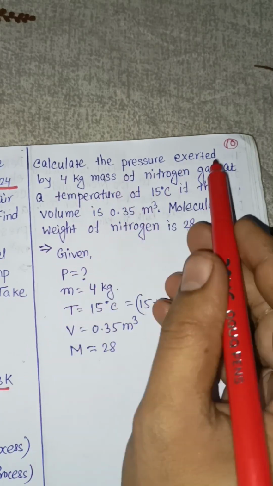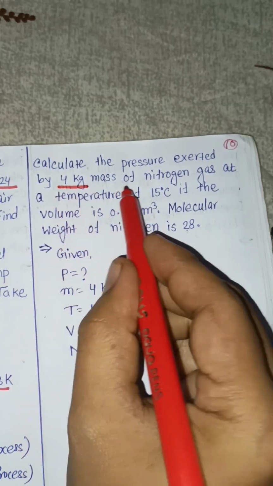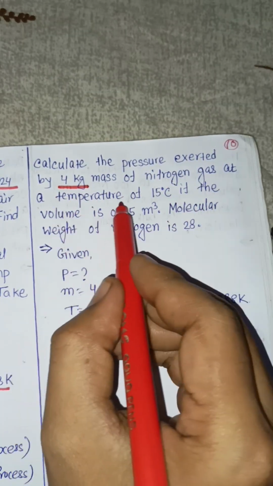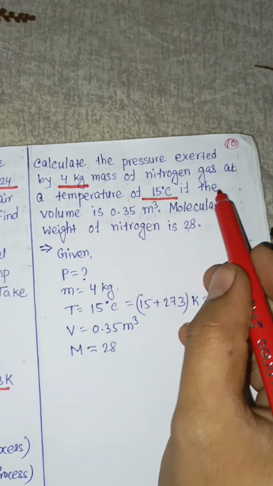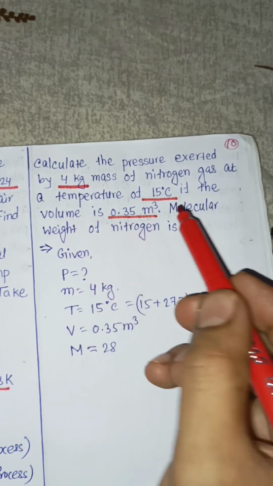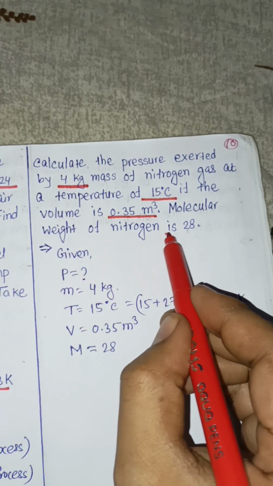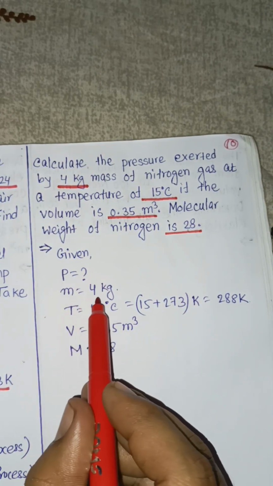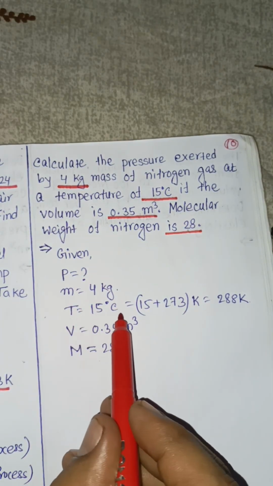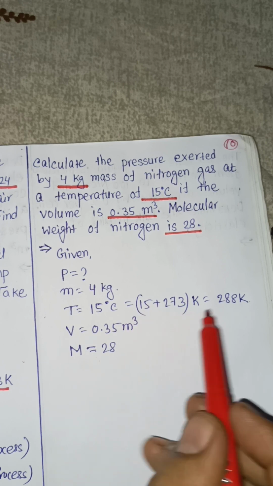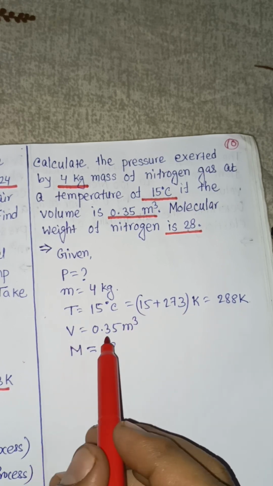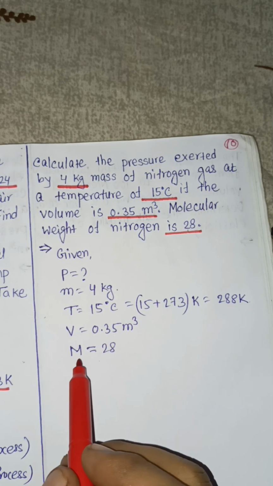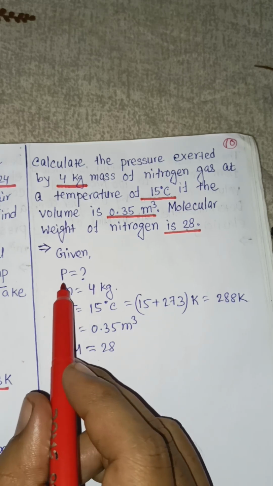Calculate the pressure exerted by 4 kg mass of nitrogen gas at a temperature of 15 degrees Celsius if the volume is 0.35 meter cube. Molecular weight of nitrogen is 28. So what is given in this question? P, you have to find out. M is equal to 4 kg, T is equal to 15 degrees Celsius, that is equal to 15 plus 273 Kelvin, that is equal to 288 Kelvin. Volume is 0.35 meter cube, and molecular weight is equal to 28. So you have to find out the value of P.